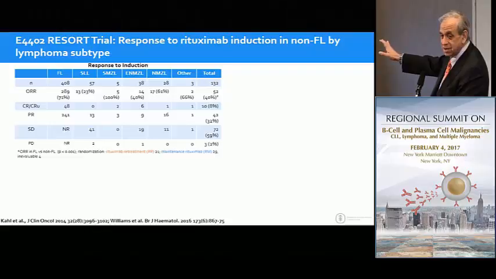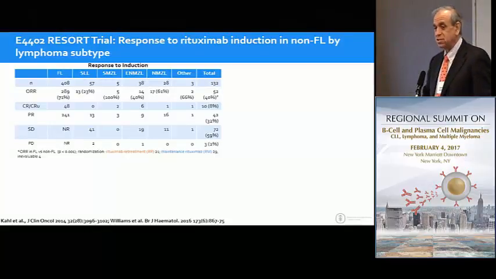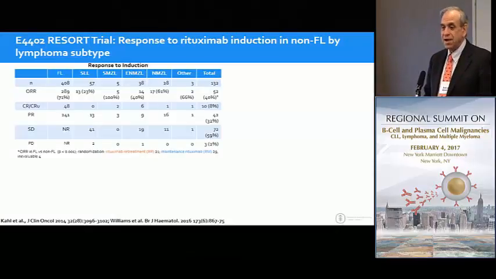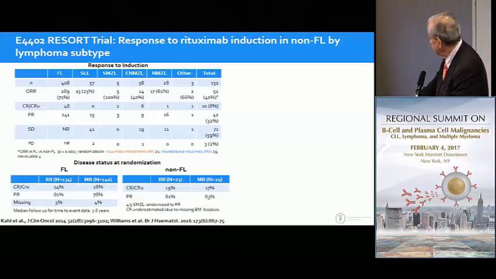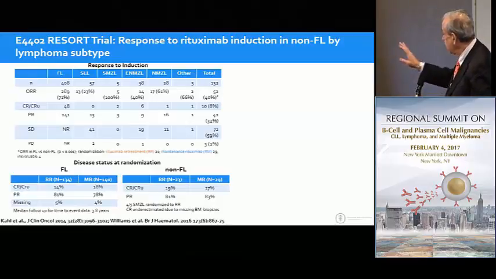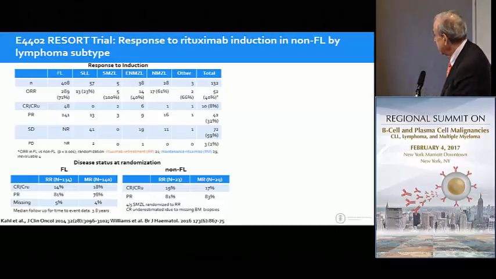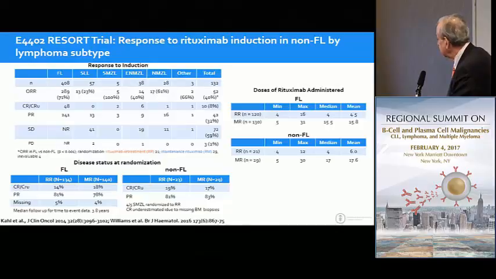Remember, you don't even get on to the next part of the study unless you've responded. So most of the patients with follicular lymphoma go on to the next part of the study. Only a minority of patients with non-follicular lymphoma go on to the next part of the study. So people who are responding, PRs or CRs, are then randomized. If we look, the likelihood of being in a CR was actually pretty similar if you had follicular or non-follicular lymphoma. About 15 to 20% of patients were in CR and the rest were PR.